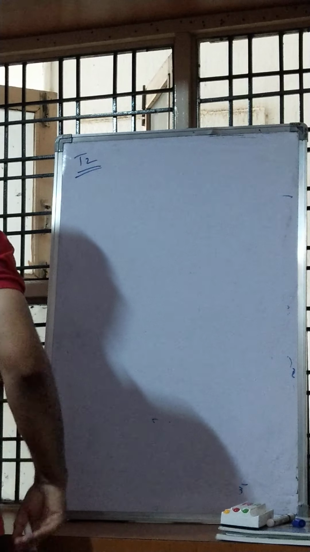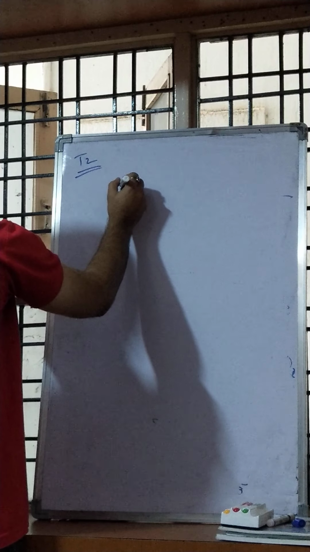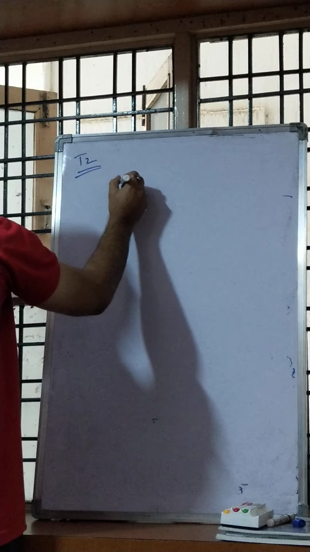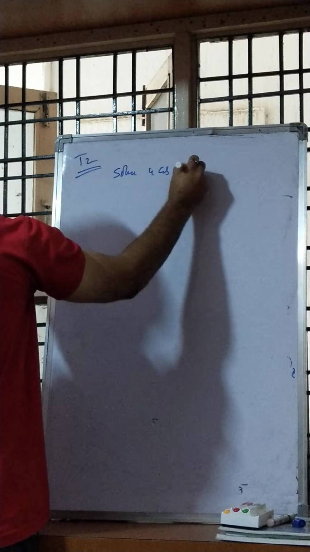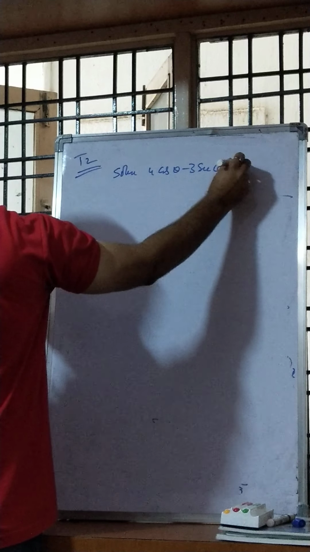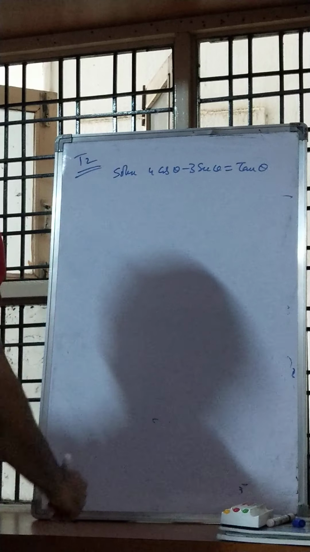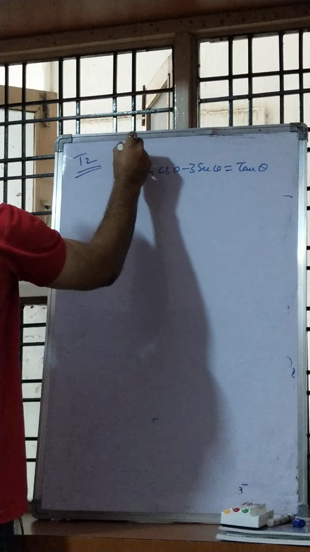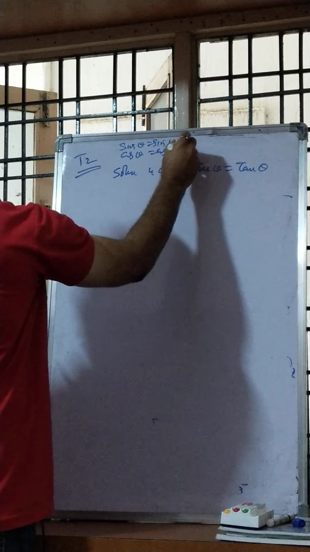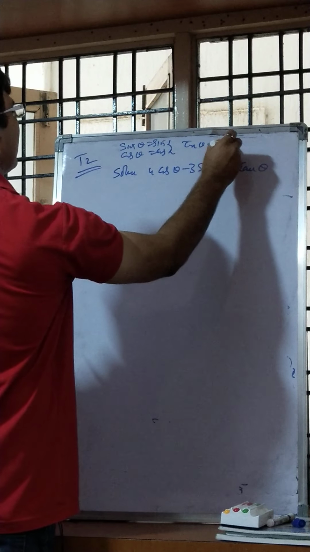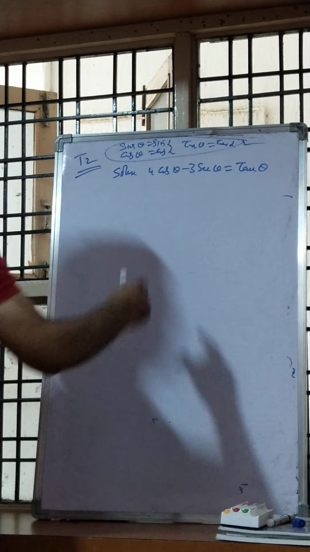Sir, you see, suppose the question is given like this: solve 4 cos theta minus 3 secant theta is equal to tan theta. Type 2 means we use the formulas: sin theta is equal to sin alpha, cos theta is equal to cos alpha, or tan theta is equal to tan alpha. I am using these general solution formulas.